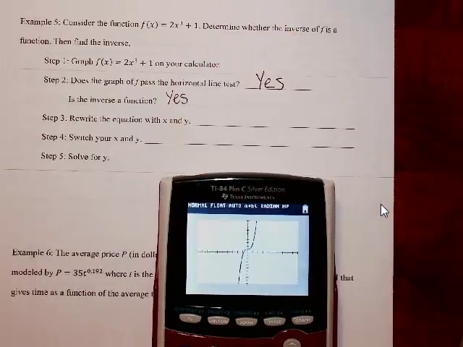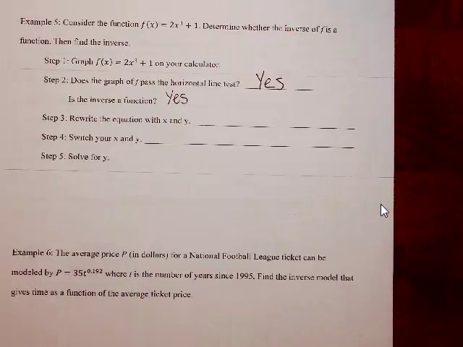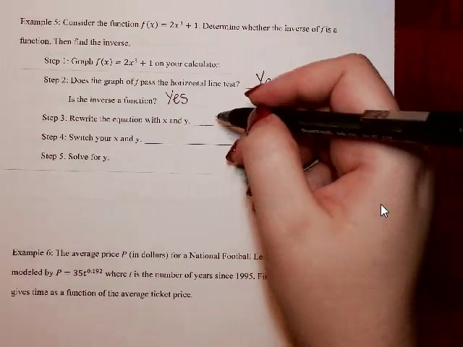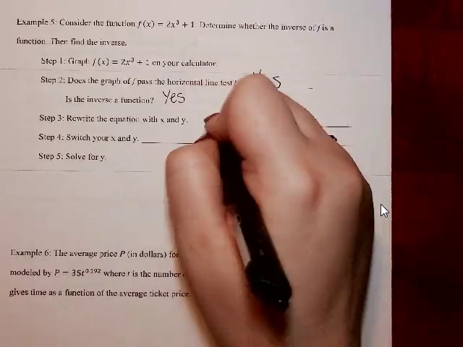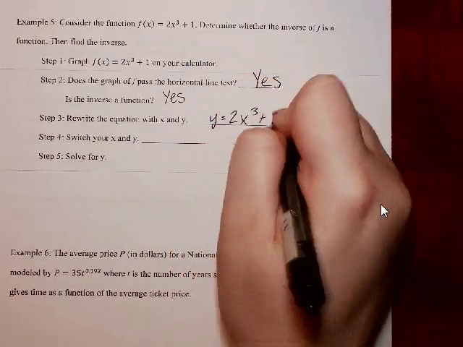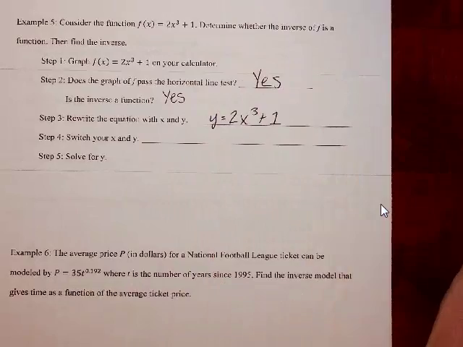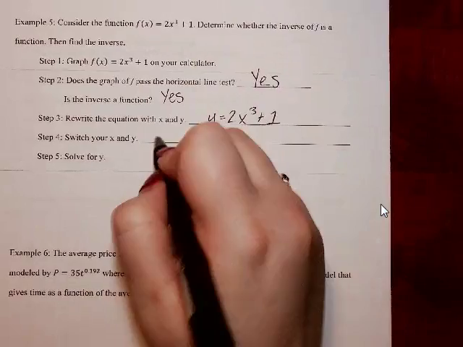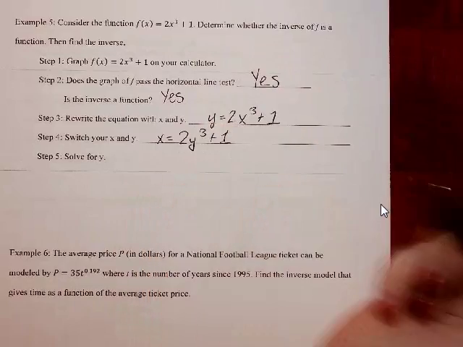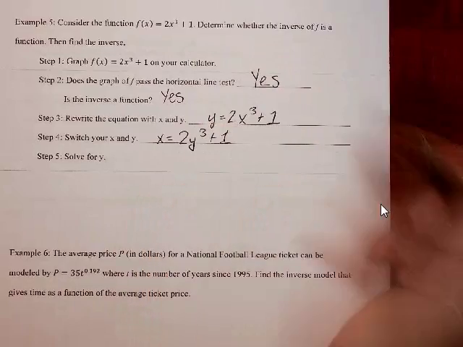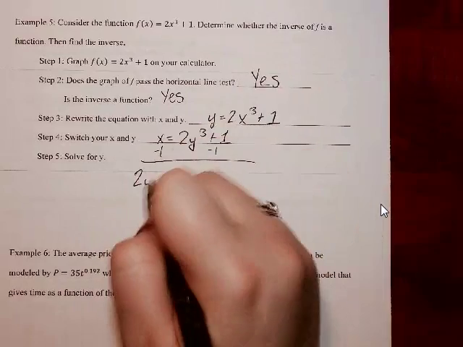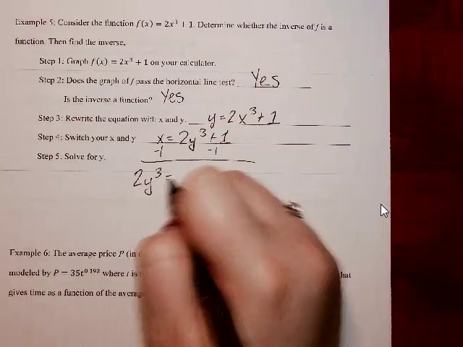So, now we are going to put our calculator away and rewrite the equation with x and y. So instead of f of x, I'm going to say y equals 2x to the third plus 1. Now I'm going to switch my x and y. So x equals 2y to the third plus 1. Now I'm going to solve for y. So I subtract 1. So I get 2y to the third equals x minus 1.